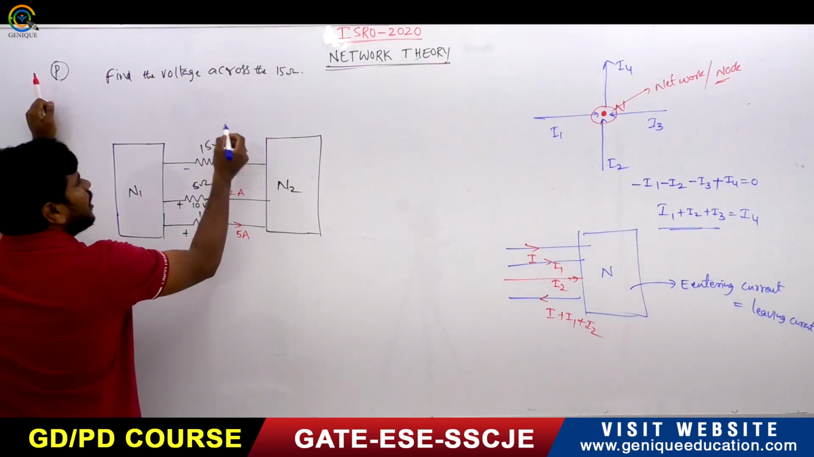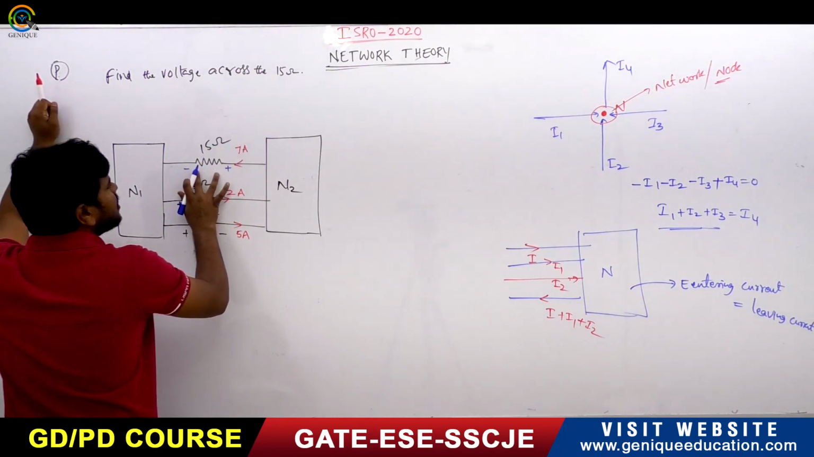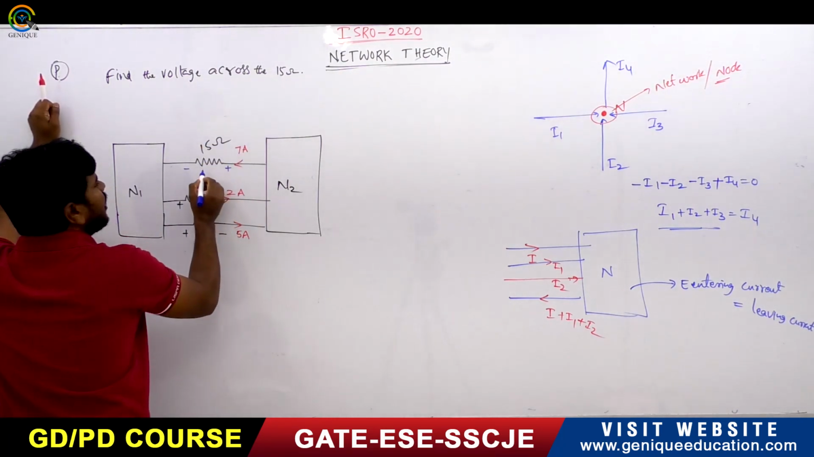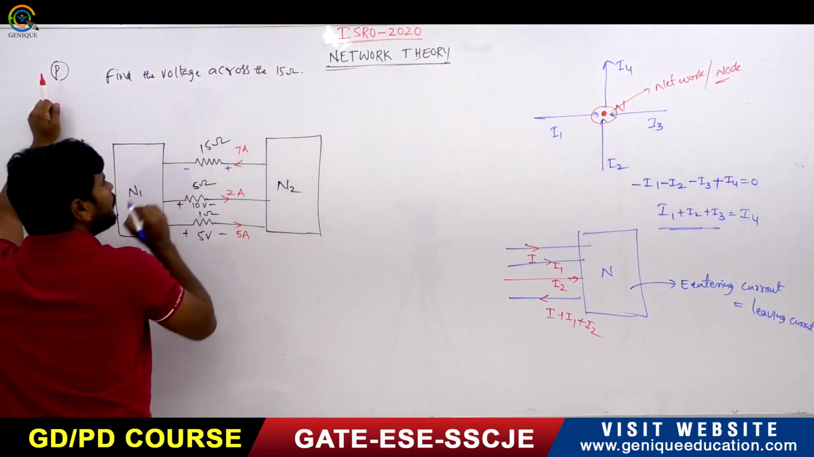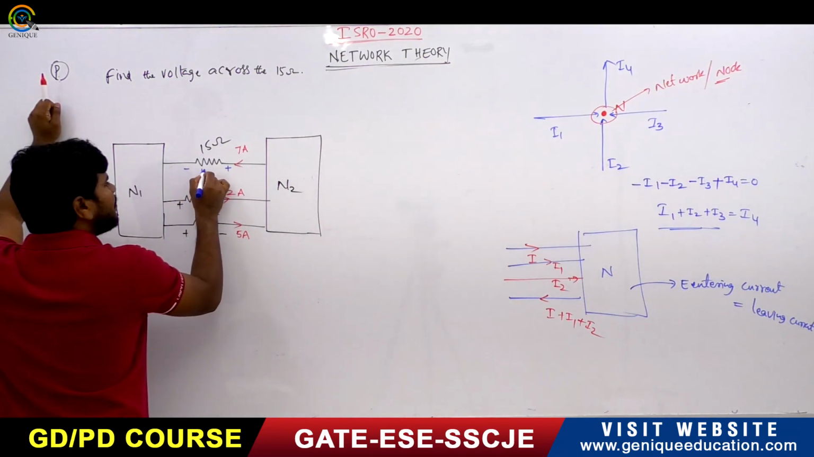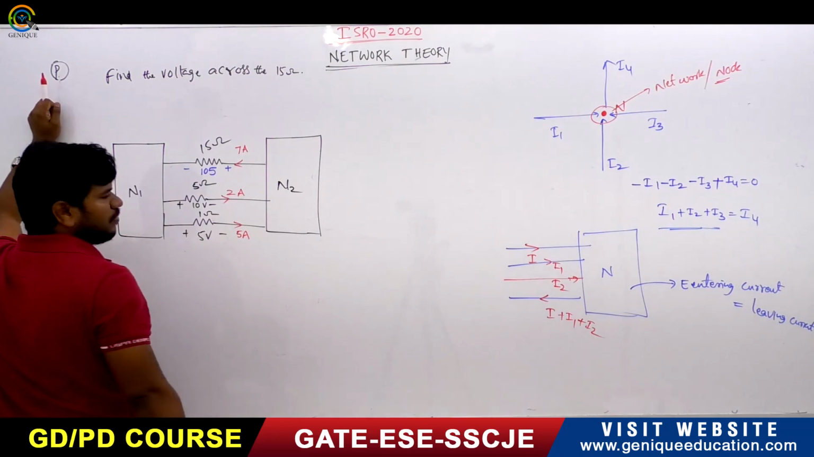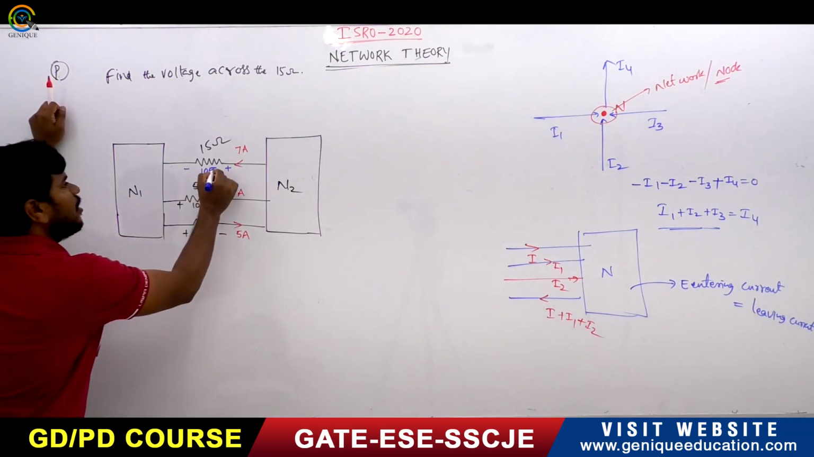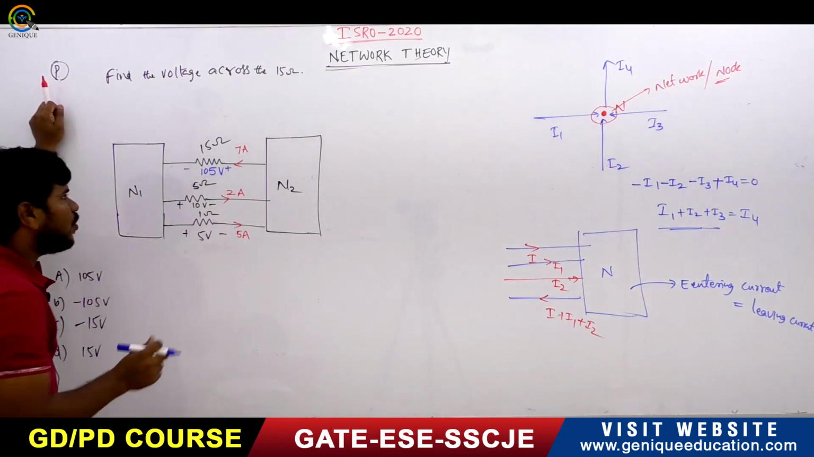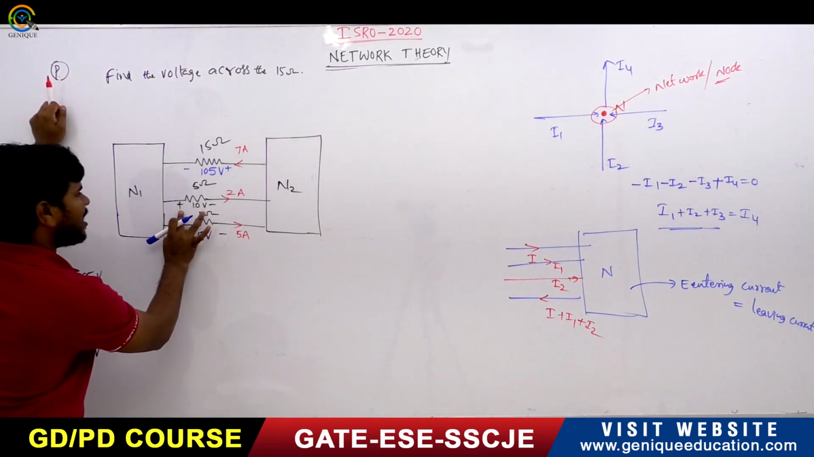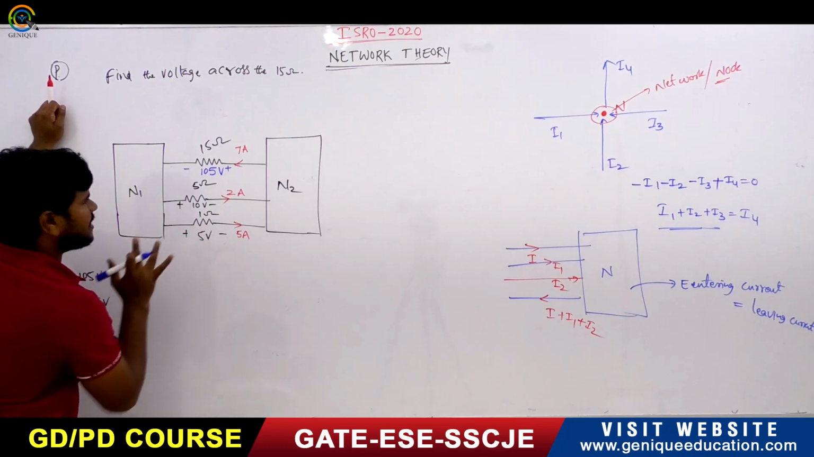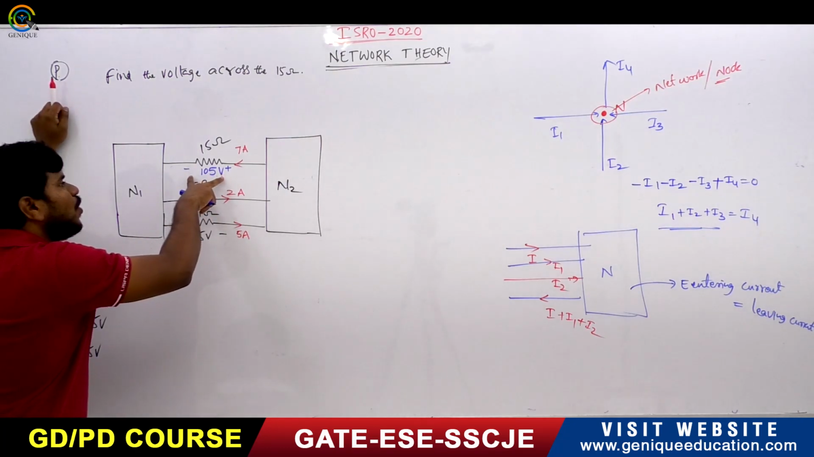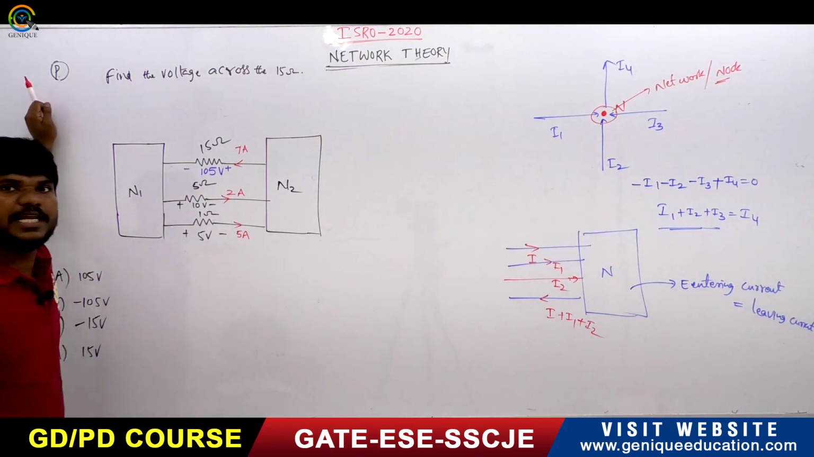So what about this? The voltage across this one is equal to how much? It will be 15 into 7. 15 into 7 means it is 105. But how are we calculating the voltage? We are calculating the voltage by considering this side is plus, this side is minus. Now what is the voltage across this? It is minus 15 volts.